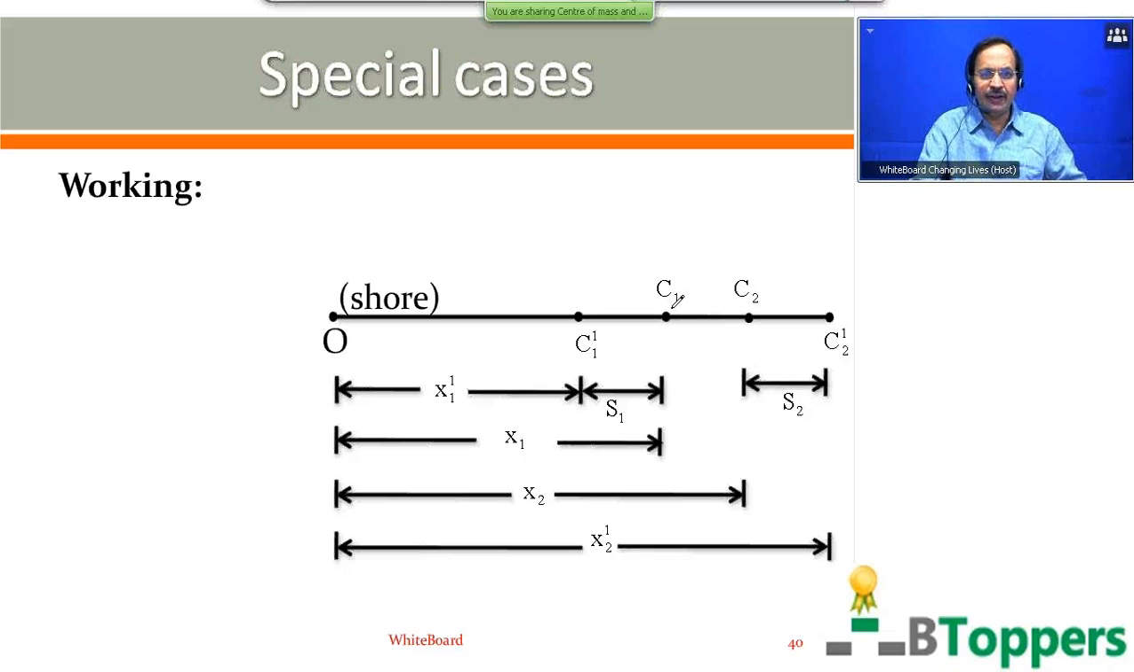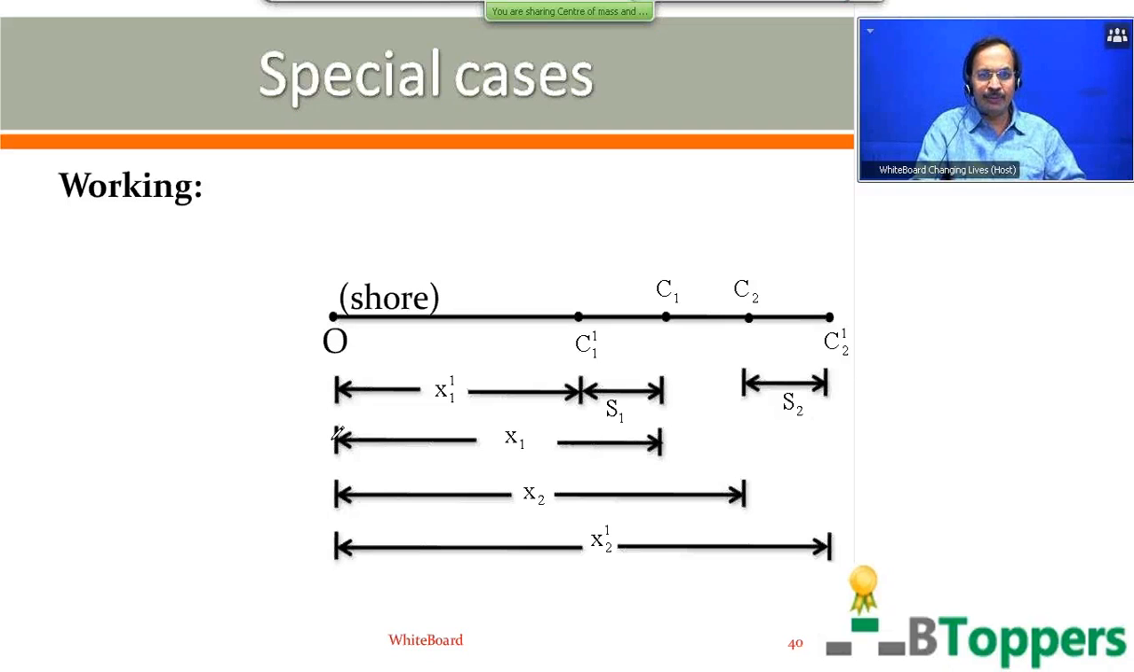See the figure here. C1 is the initial position of the center of mass of the man. C2 is the initial position of the center of mass of the boat or trolley. C1 dash is the new position of the center of mass of the man after he walks some distance on the boat. C2 dash is the new position of the center of mass of the trolley or boat, which will be displaced away from this shore. S1 is the actual distance moved by the man relative to the stationary observer on the shore. S2 is the magnitude of the actual displacement of the trolley or boat with respect to the stationary observer on the ground.